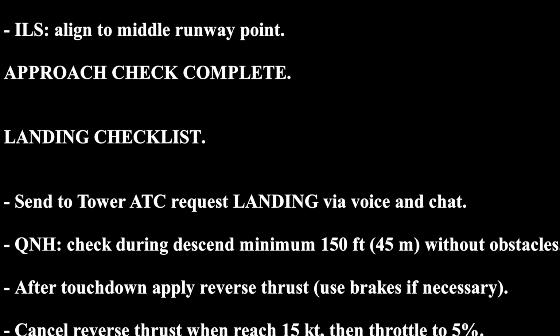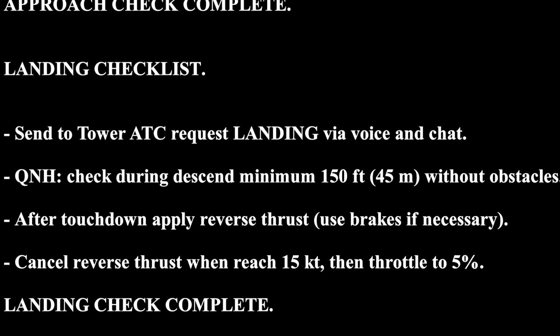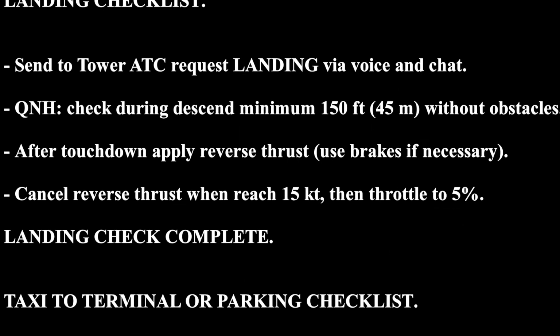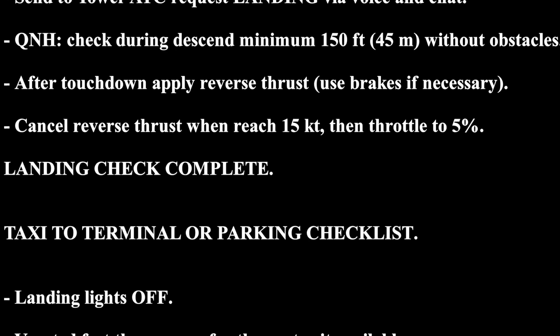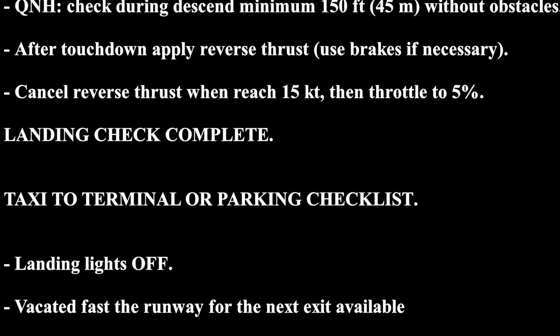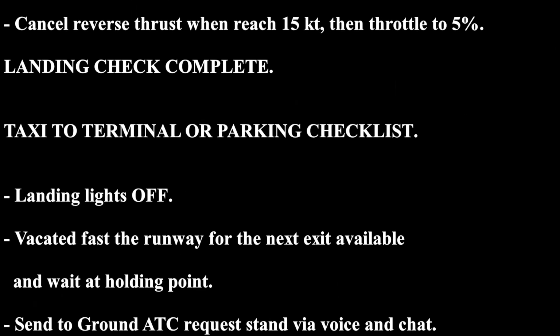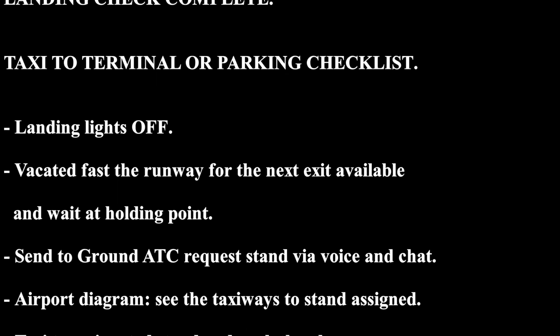Send to tower ATC request landing via voice and chat. QNH, check during descent minimum 150 feet, 45 m, without obstacles. After touchdown apply reverse thrust, use brakes if necessary. Cancel reverse thrust when you reach 15 kT, then throttle to 5%. Landing check complete. Taxi to terminal or parking checklist.